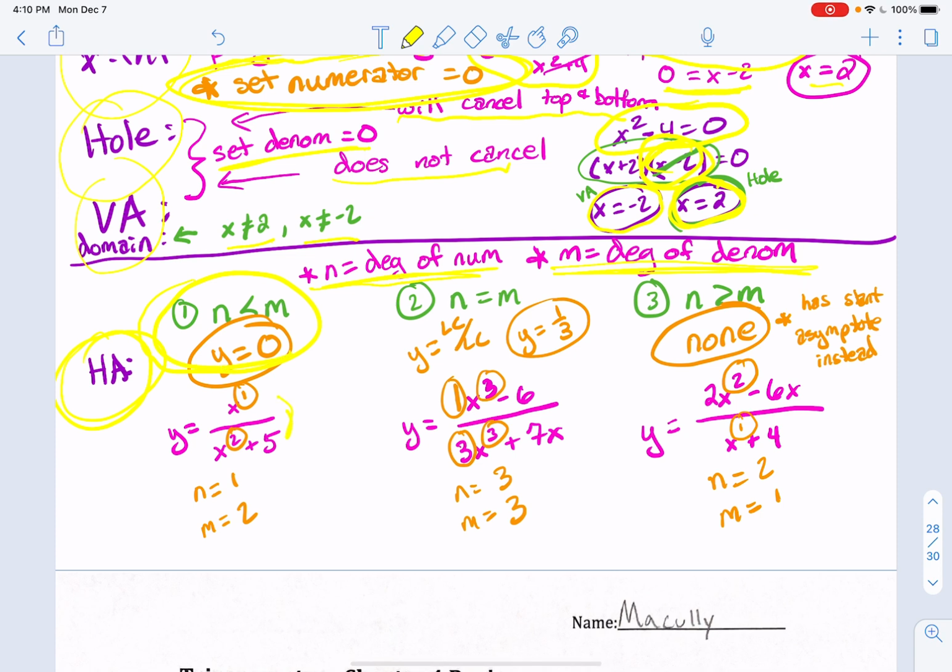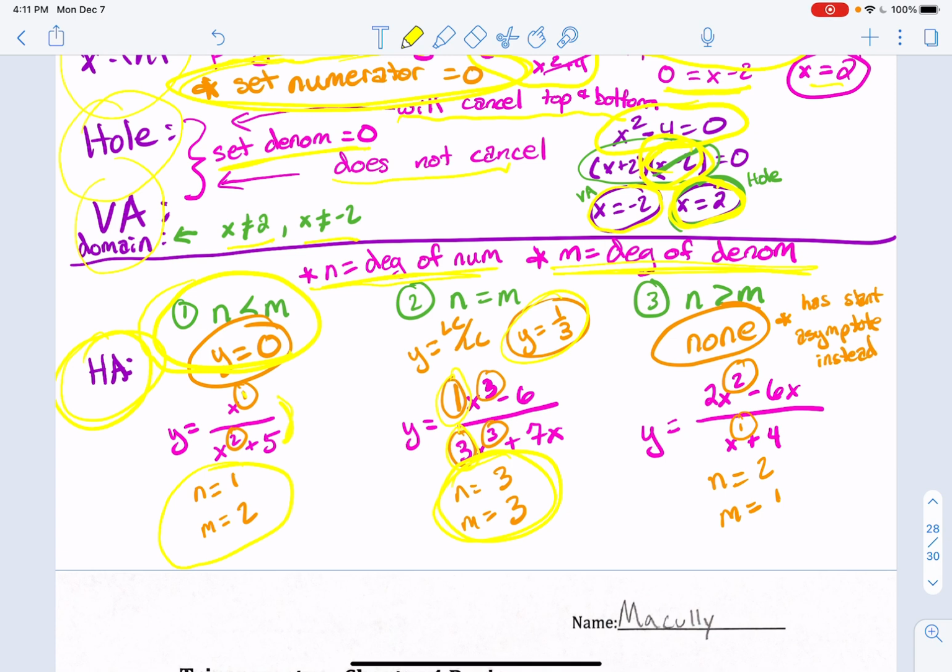I used this as an example. For the numerator, my degree is 1. For the denominator, my degree was 2. So n and m were 1 and 2, and n is less than m, so y equals 0 is where the horizontal asymptote is going to be. For the second example, if n and m are the same, like n is 3 and m is 3, we use the leading coefficients, the numbers out in front, so 1 and 3. So y equals 1/3 is my horizontal asymptote.